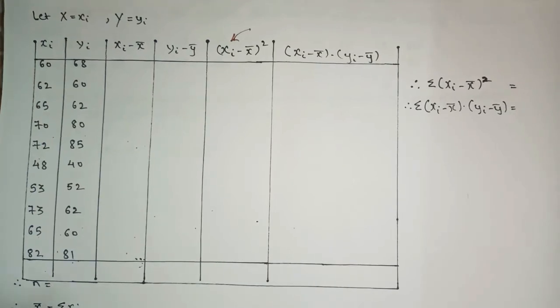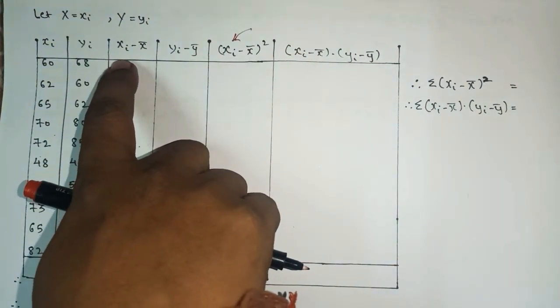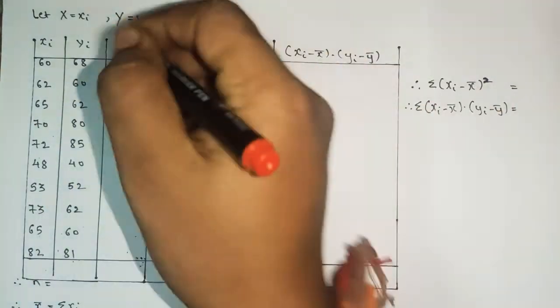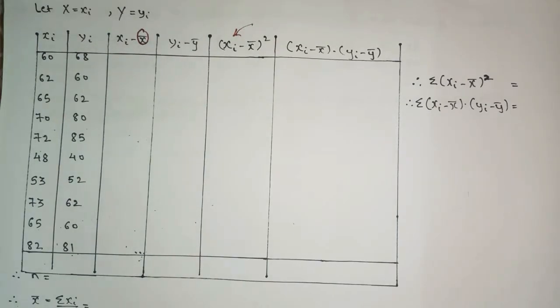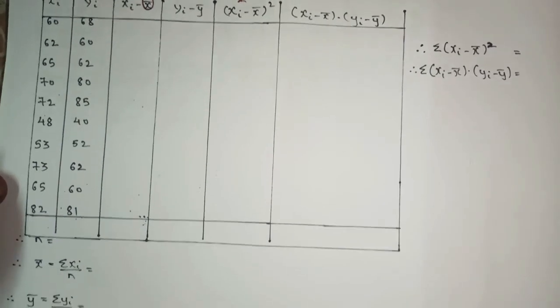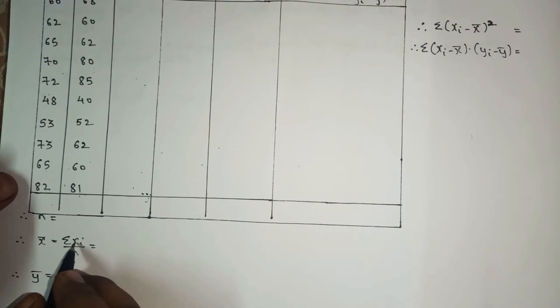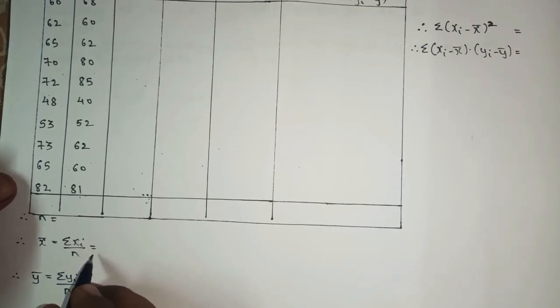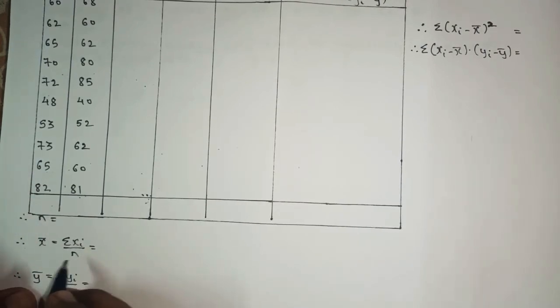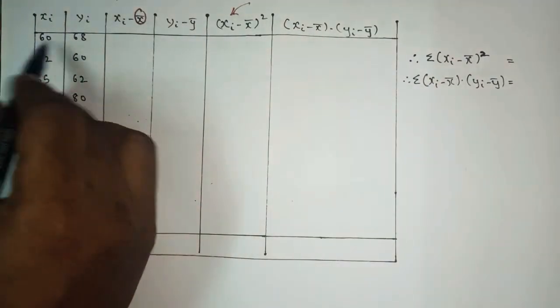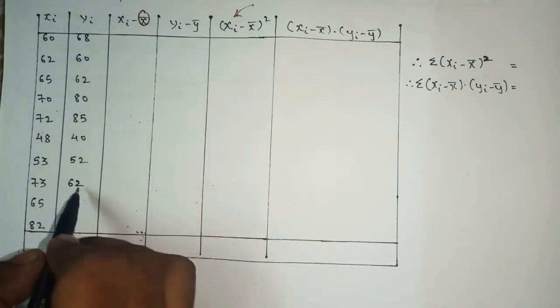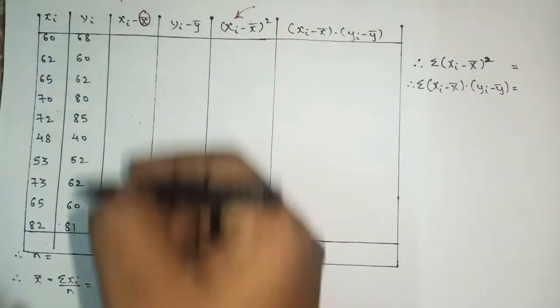Okay, so we'll start. As in the third column we have xi minus x mean, first we'll find x mean. What is the formula for x mean and y mean? Total of xi upon n. So first we'll find n. N is the number of observations, or the number of rows. 1 2 3 4 5 6 7 8 9 10. So there are 10 numbers in xi and 10 numbers in yi.